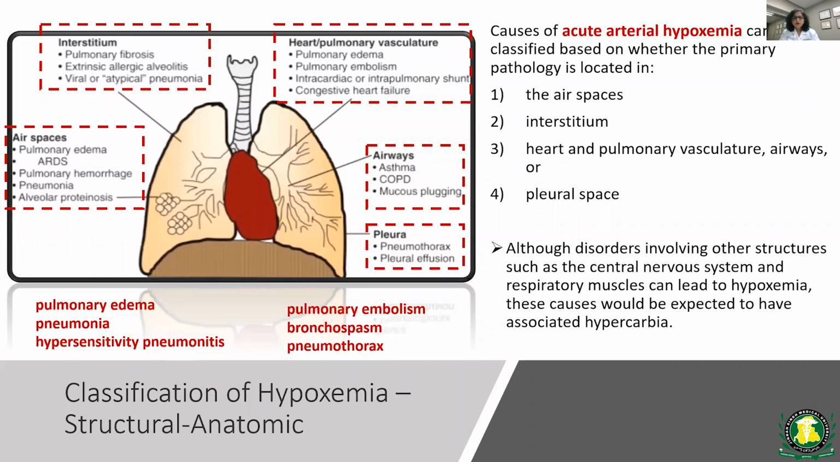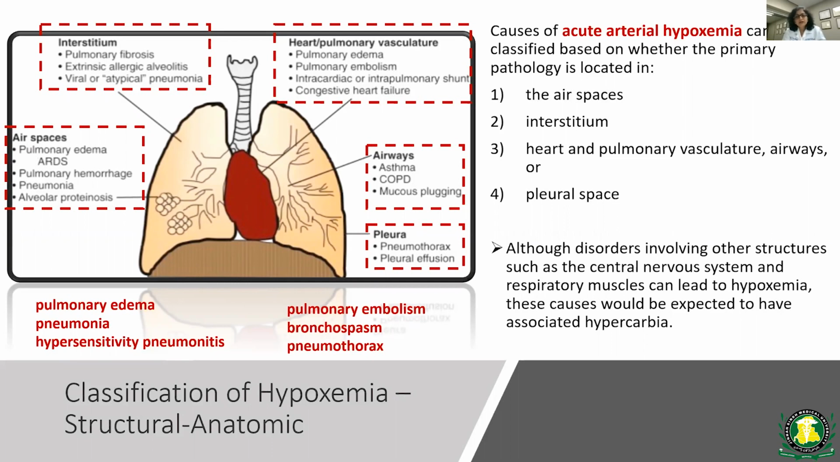Now we're going to go over the causes of acute arterial hypoxemia based on their primary pathology. So if the pathology is in the air spaces, then the hypoxemic respiratory failure could be from pulmonary edema or ARDS, or pulmonary hemorrhage, pneumonia. If the problem is in the interstitium, it's probably related to pulmonary fibrosis or extrinsic allergic alveolitis or viral pneumonia. If the pleural space is involved, then hypoxemia could be from a pneumothorax or a pleural effusion.